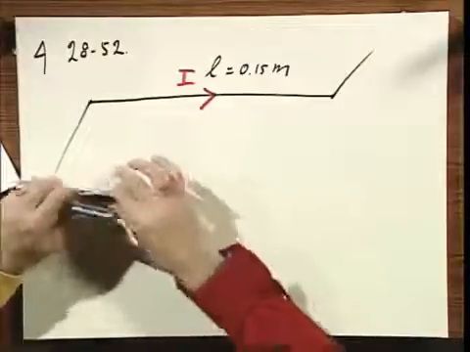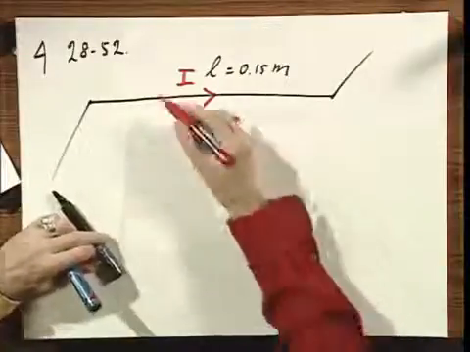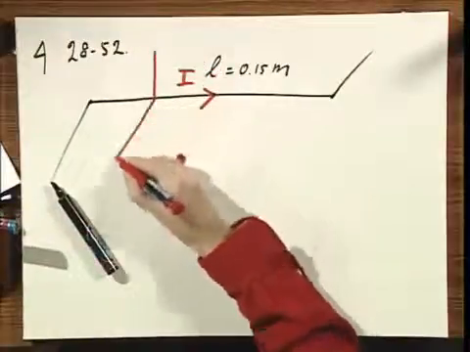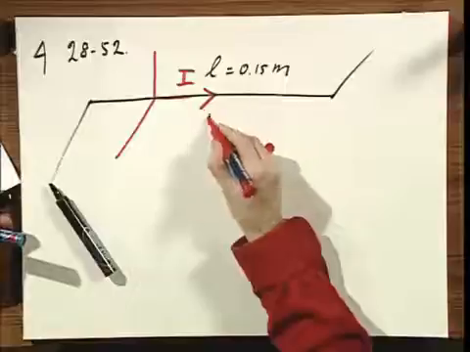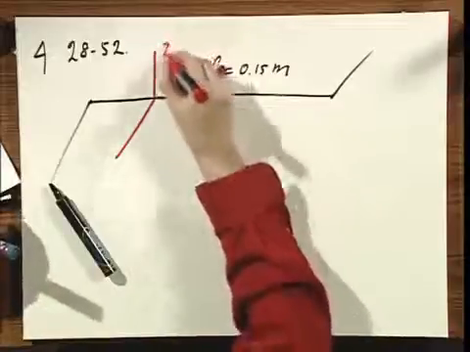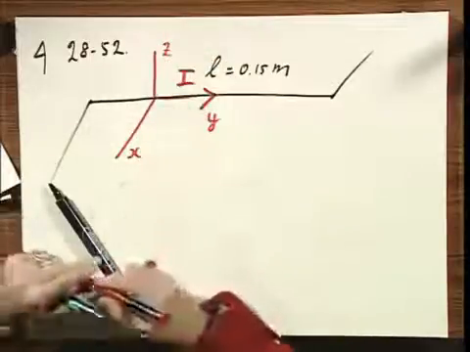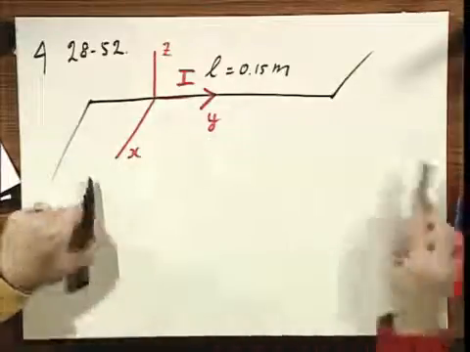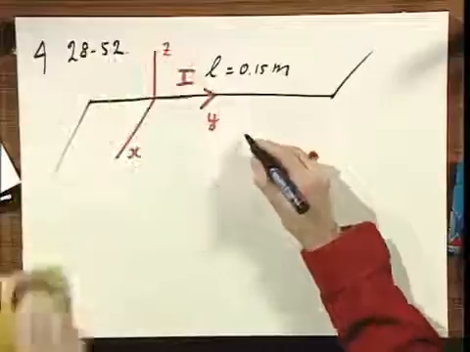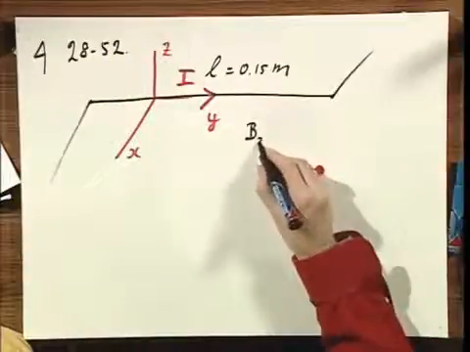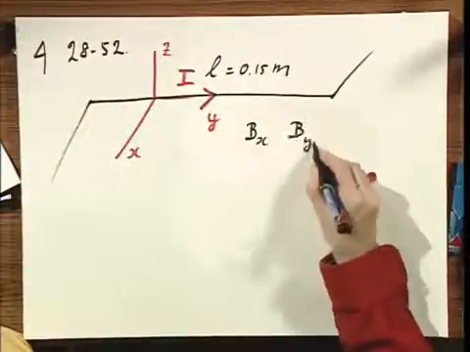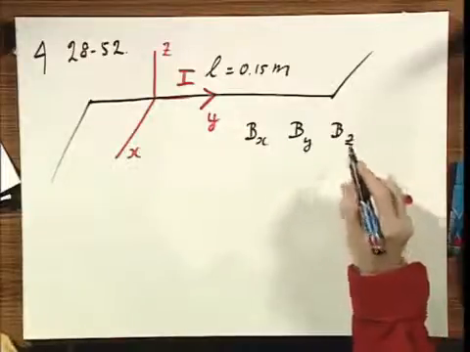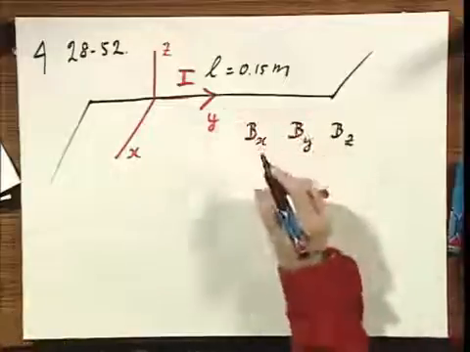We have an XYZ coordinate system. Let this be Y, this Z, and this X. Convince yourself that it is a right-handed coordinate system. There is a B field in space, and you're being given what Bx is, what By is, and what Bz is. And you're being asked what is the force on the wire.